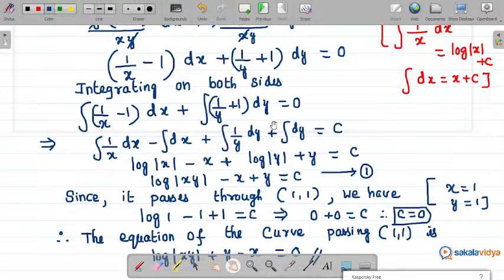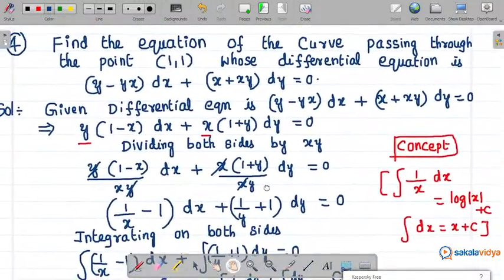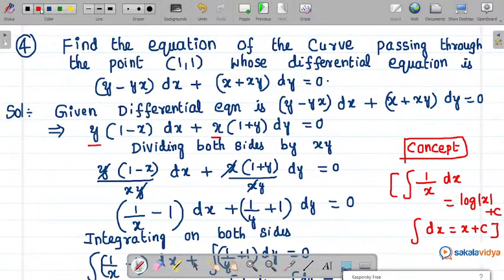Okay. Let me revise the question once again. This is the question. All of you read the question once again. Find the equation of the curve passing through 1 comma 1 whose differential equation is (y minus yx) dx plus (x plus xy) dy is equal to 0. In the first term, let us take y common, y into (1 minus x) dx, plus in the second term take x common, x into (1 plus y) dy is equal to 0.